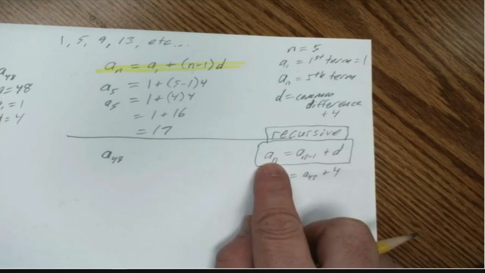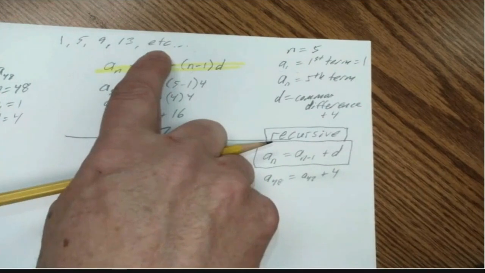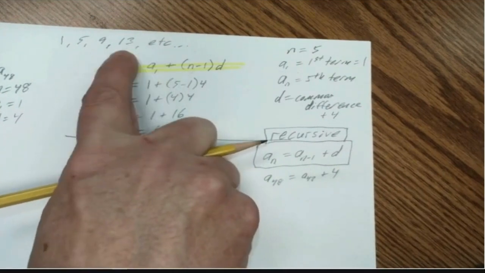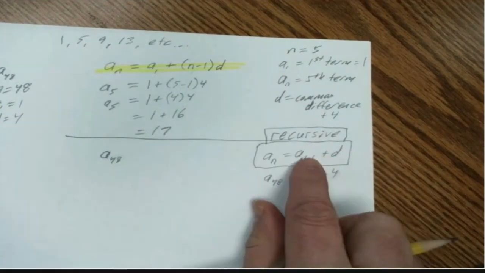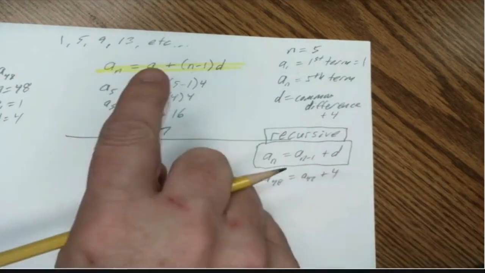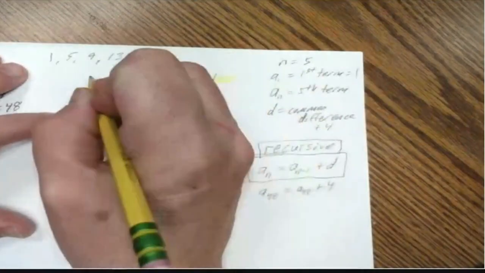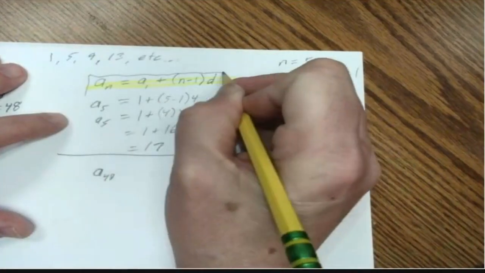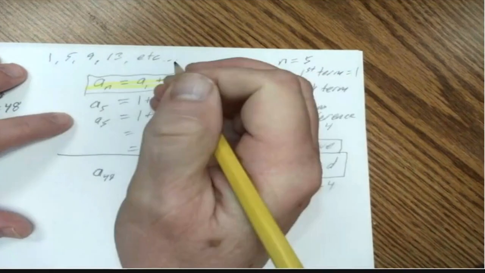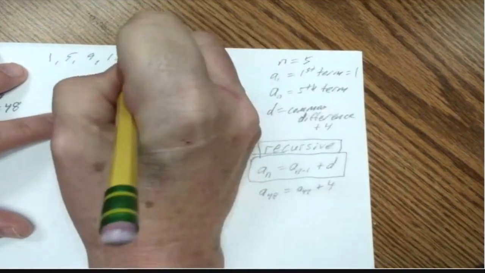Not really that efficient, right? It's fine when it's small. That would have worked great knowing the fifth term, because we know the fourth term. All we have to do is take the fourth term and add 4, and we get 17. That's a lot easier than this one. This one, this formula, is called the explicit.